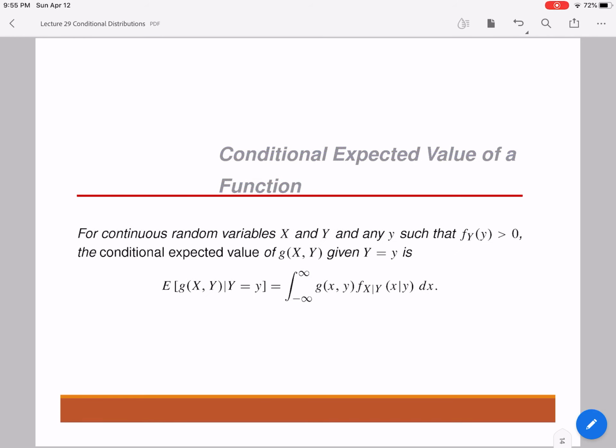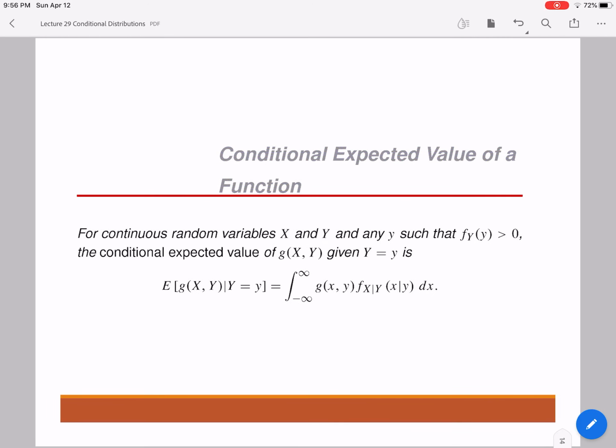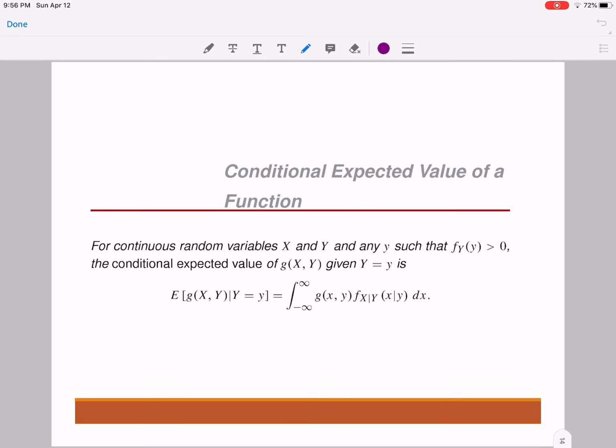We can also obtain the expected value of a random variable that is conditioned by the other random variable. So for example, if I want to find the expected value of some function of X comma Y given the random variable Y, I need to use the conditional PDF of X given Y here. I'll integrate it with respect to X typically from negative infinity to infinity. But in reality, these limits will depend on NZ, the region of non-zero probability.